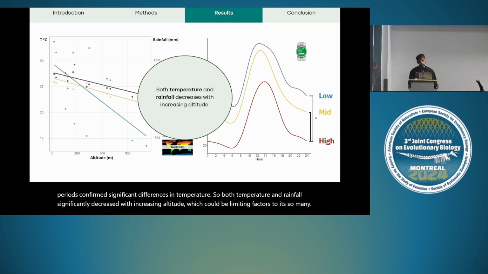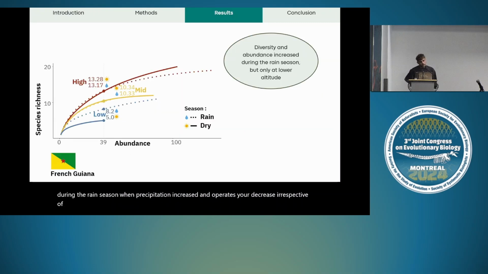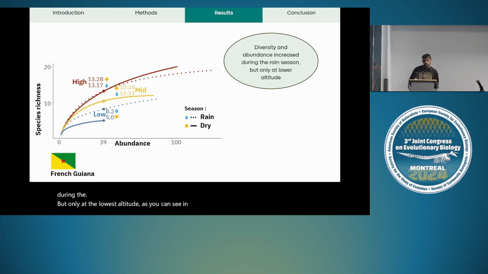To disentangle the potential role of these two factors, we replicated our sampling efforts during the rain season, when precipitation increases and temperature decreases, irrespective of altitude. We compared 3 sites at different altitudes in French Guiana, sampled both during the dry and the rain season, and found that both diversity and abundance of ithominy increased during the rain season, but only at the lowest altitude, as you can see in blue, where temperatures are highest during the dry season.